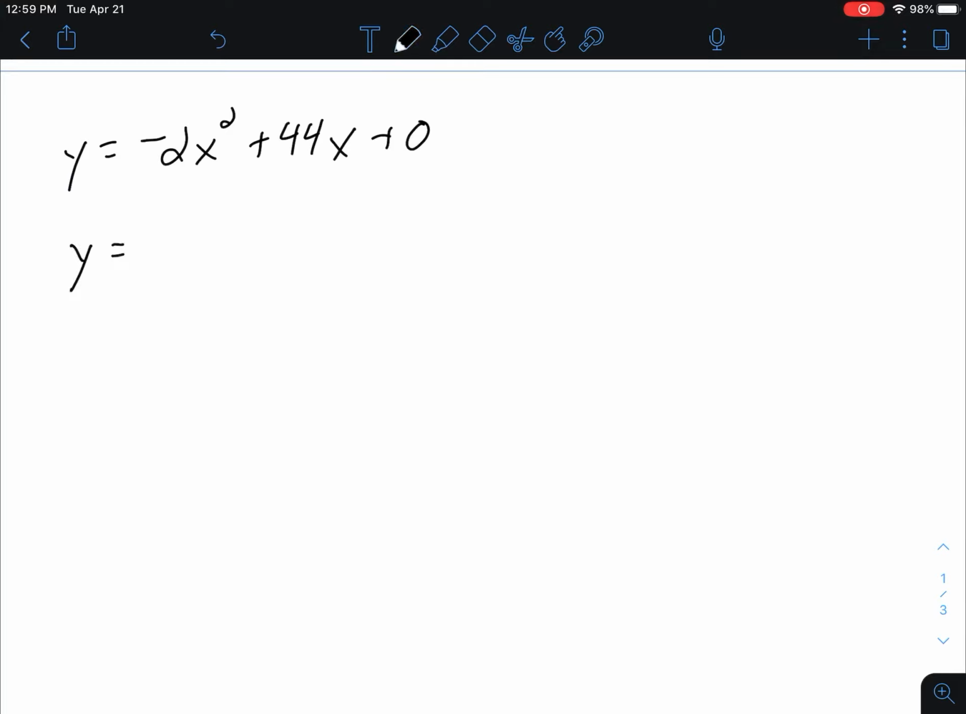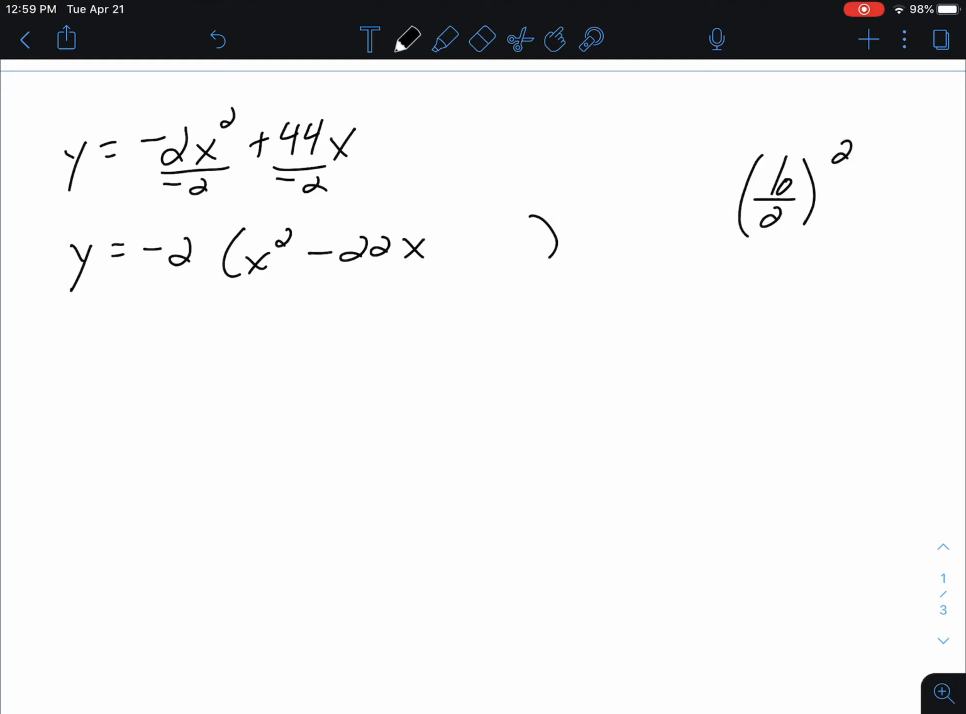Okay. Remember, when you have that a and you're trying to get it into vertex form, you have to factor that out. So I'm going to factor out a -2 here and here. Don't have to worry about the +0 in this case. So that's going to give me x squared minus 22x. And then you're trying to figure out, okay, what do I have to plug in there to get my missing c value to make this a perfect square trinomial?